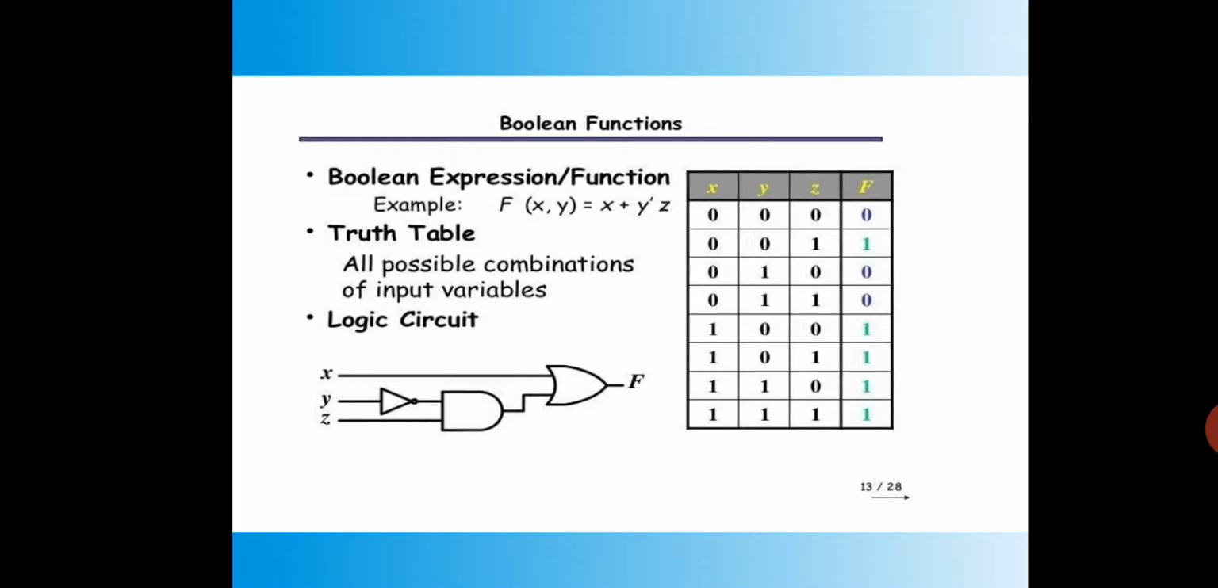Now for the total expression, what are you going to do? You are using OR gate. Why? X is one part plus Y dash Z is another part. So you have plus, and plus is nothing but OR gate. So that is the logic circuit they have built.